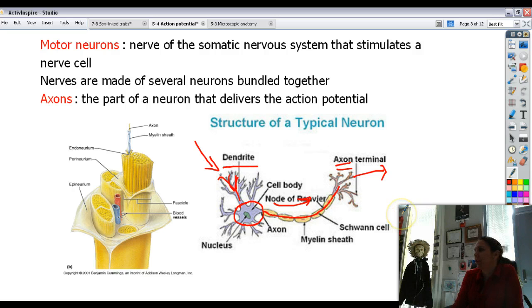When we look at the charges trading places, we're looking at all that's going on here in an axon, and we're also looking at what's going on here at the head. Because at the end of the axon, that's where it attaches to the muscle and all this good stuff starts.